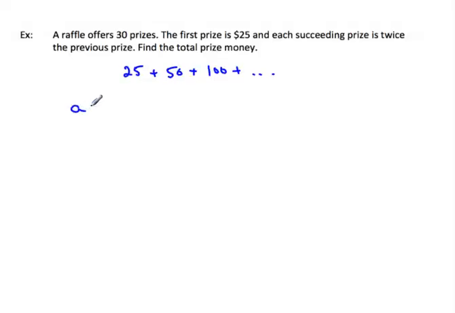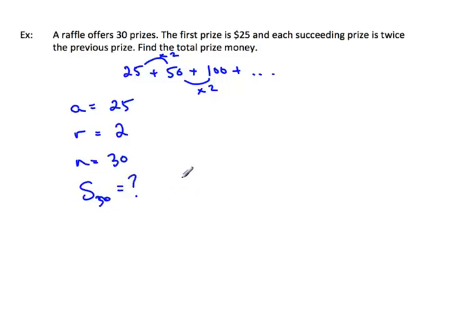We're given that a is equal to 25, the first term in the series. We're given that the common ratio is 2 because the prize value doubles as you get to each one. This is times 2, this is times 2. And we're given that there are 30 total prizes, and we're asked to find the sum of the first 30 terms in that series. So the sum of the first n terms is equal to a times r to the n minus 1 over r minus 1. That's the formula I just gave you.